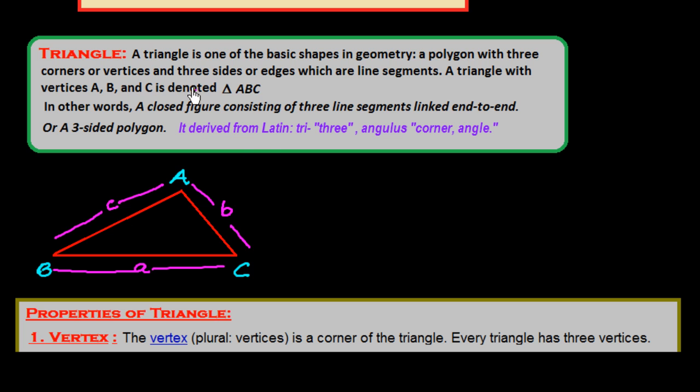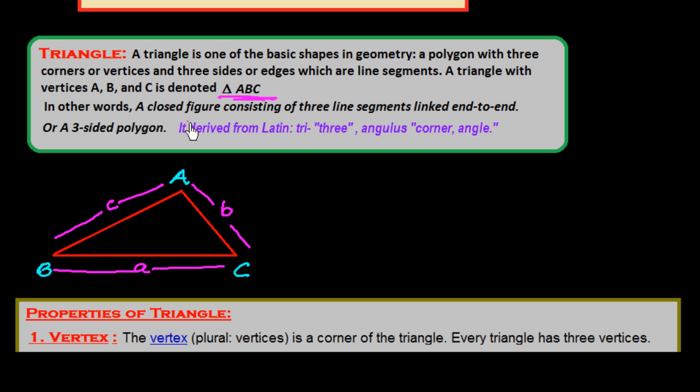As per the definition, you see here is the polygon with three corners. So there are three corners ABC, or the vertices we say, and three sides AB, BC and AC. We have the three sides or edges which are line segments. This triangle is called ABC, or we could mention this as triangle ABC in this way.